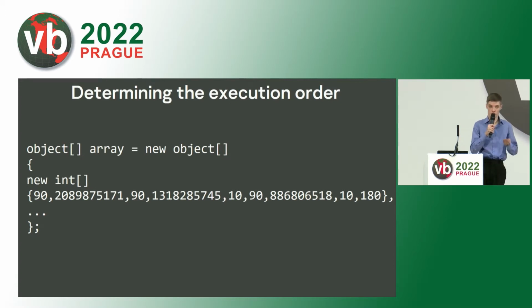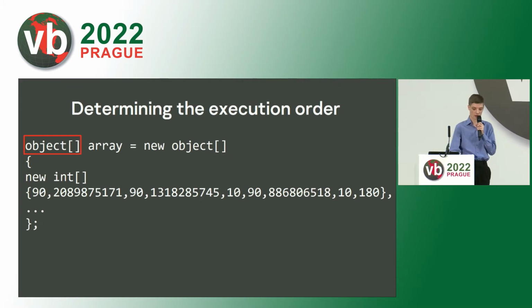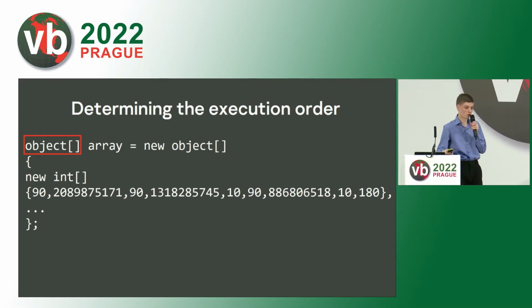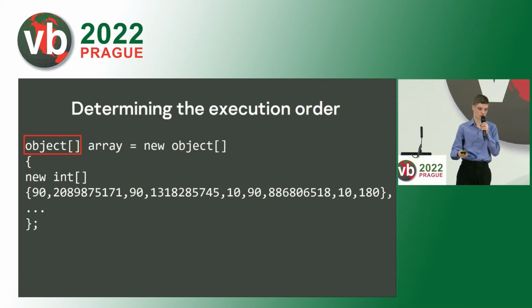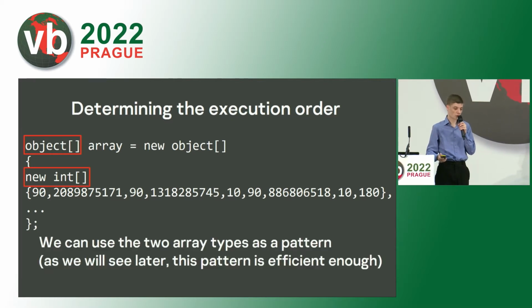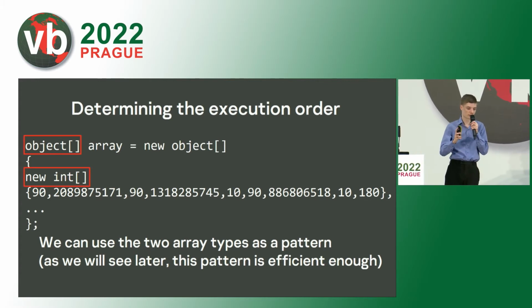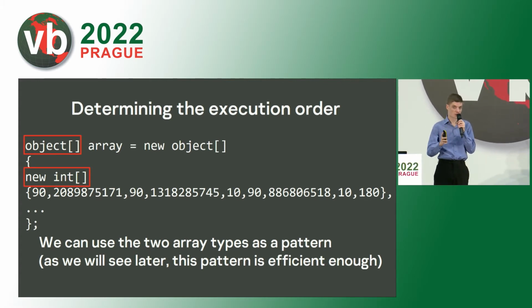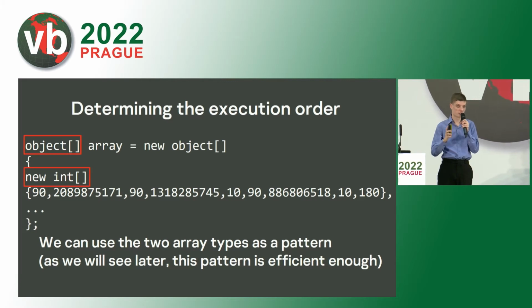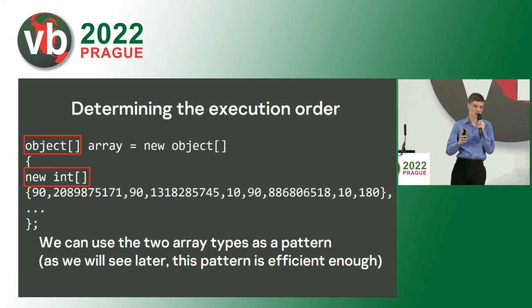Now, about the execution order, we all remember that it is stored in an array, and this array has a type array of objects. And this array of objects includes arrays of integers. In order to detect execution order arrays in our code, we can use those two data types as a pattern. And as we will see later, this pattern is efficient enough. It detects all the execution order arrays, and it does not give any false positives.